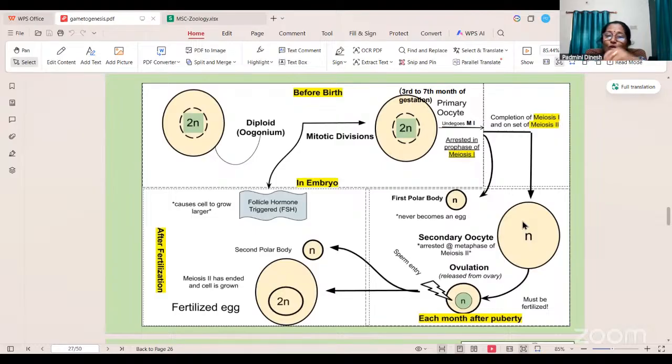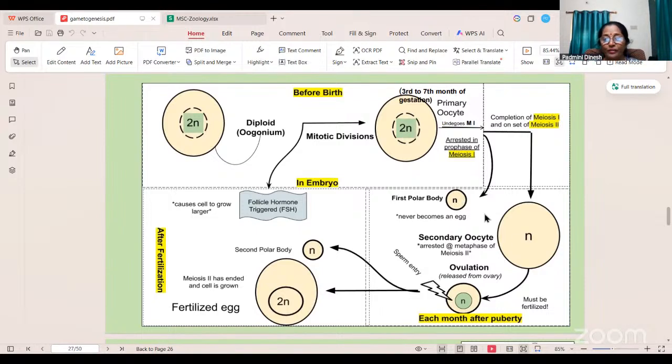The secondary oocyte undergoes meiosis 2. Meiosis 2 is arrested at metaphase 2, and it resumes only when the egg is fertilized. Otherwise, the ovulated egg, which is still in metaphase 2, will be removed if it is not fertilized. And during division in meiosis 1, when the primary oocyte becomes a secondary oocyte, it gives rise to one secondary oocyte and one polar body.